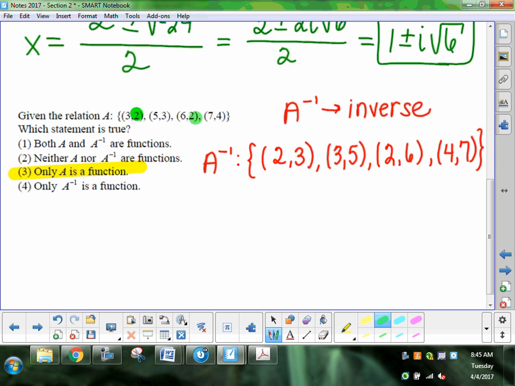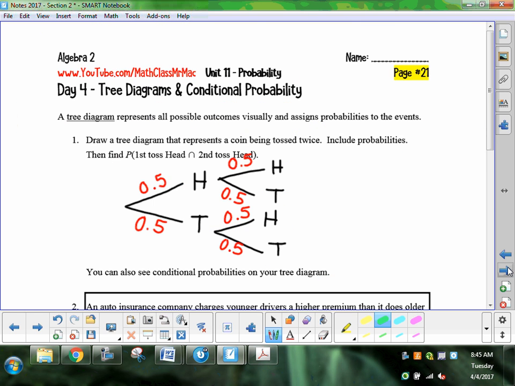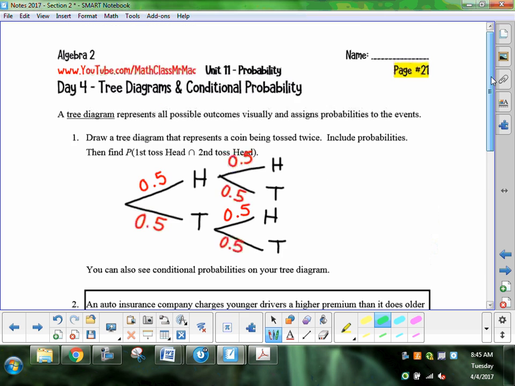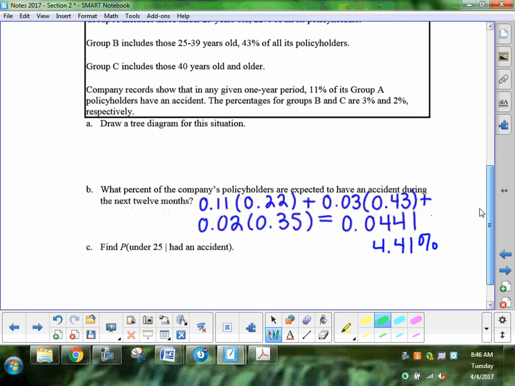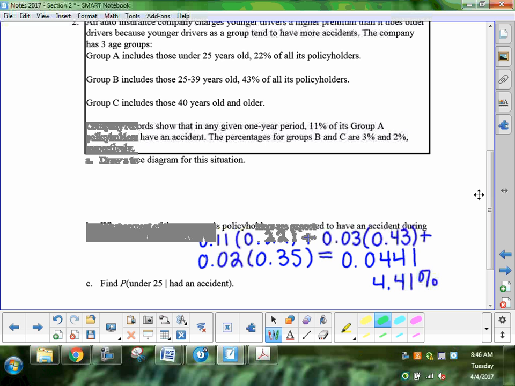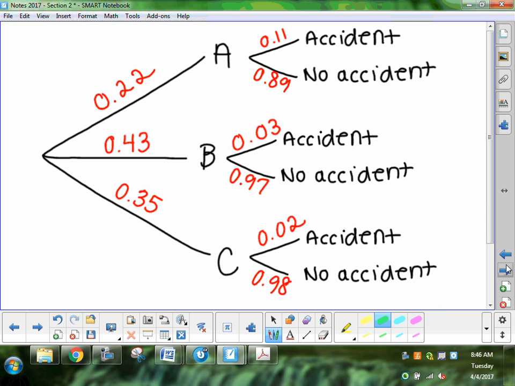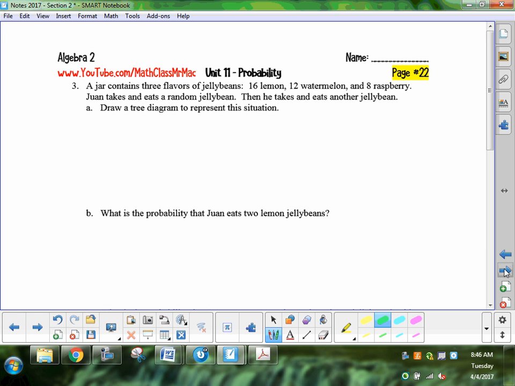Now, we have a ton of stuff that we need to go through and cover today. We got through up to this last time we had class. So we left off on page 21. We constructed a tree diagram based on what was given. And it says what percent of the company's policyholders are expected. So this was the diagram that we went through and made. You have that on your paper somewhere on page 21. Is that correct? Okay. So we answered question B, which you'll obviously need to know how to do.